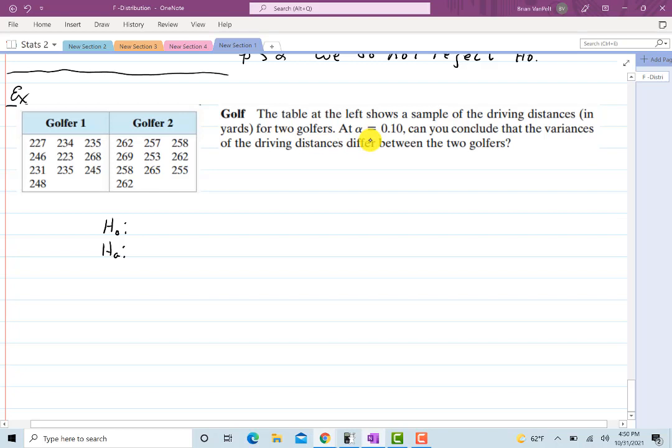Well, this is easy. This is not a left or right tailed test. This is a two-tailed test. So can you conclude that the variances of the driving distances differ? That's the key word here. So sigma 1 squared does not equal sigma 2 squared. That's the claim.